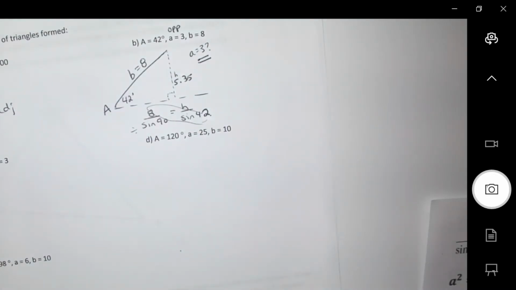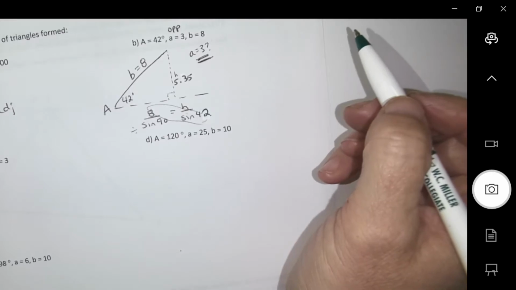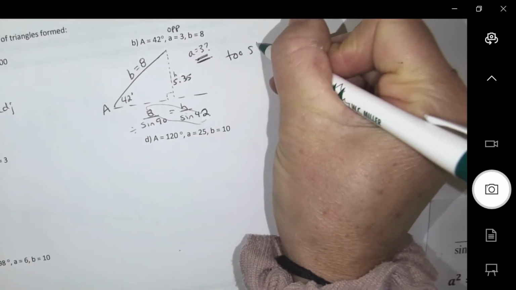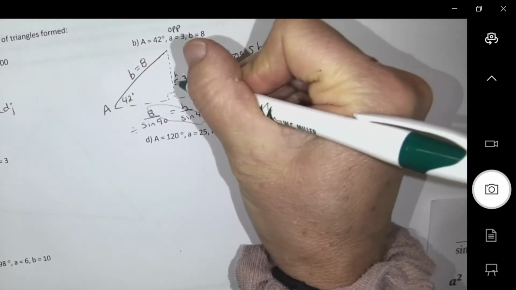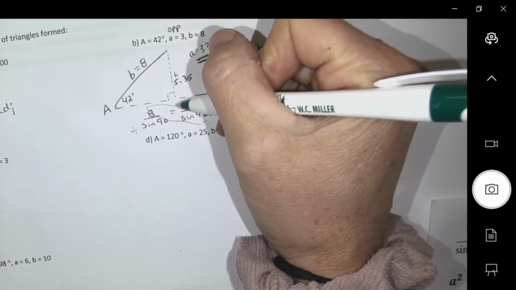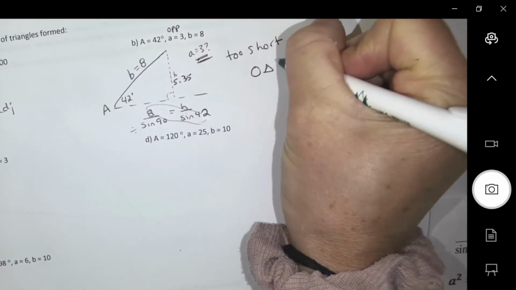5.35. Okay. So what does that tell me about the 3? How is it going to fit into this context of the triangle? It's going to be too short. It's not going to reach because the height, that is the smallest you could be to hit that line. So there's no triangles.